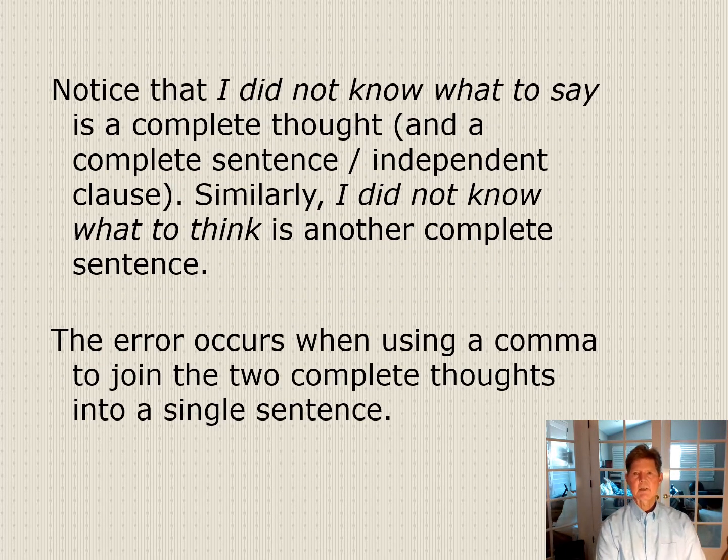Notice that I did not know what to say is a complete thought. It's also known as a complete sentence, or because it is included in a larger sentence, it's called an independent clause. It can stand on its own. I did not know what to say. Similarly, I did not know what to think is another complete sentence, complete independent clause. The error occurs when using a comma to join the two sentences, the two thoughts, into a single sentence.